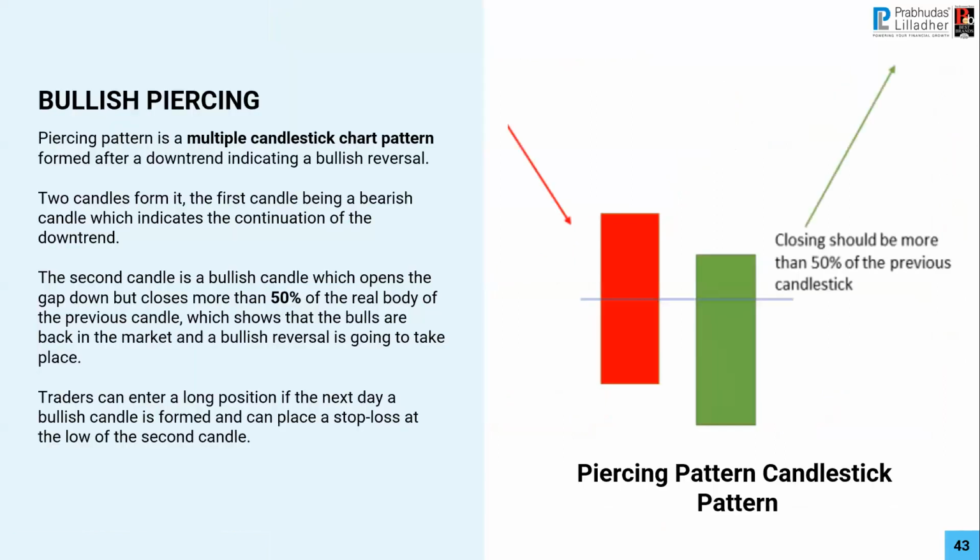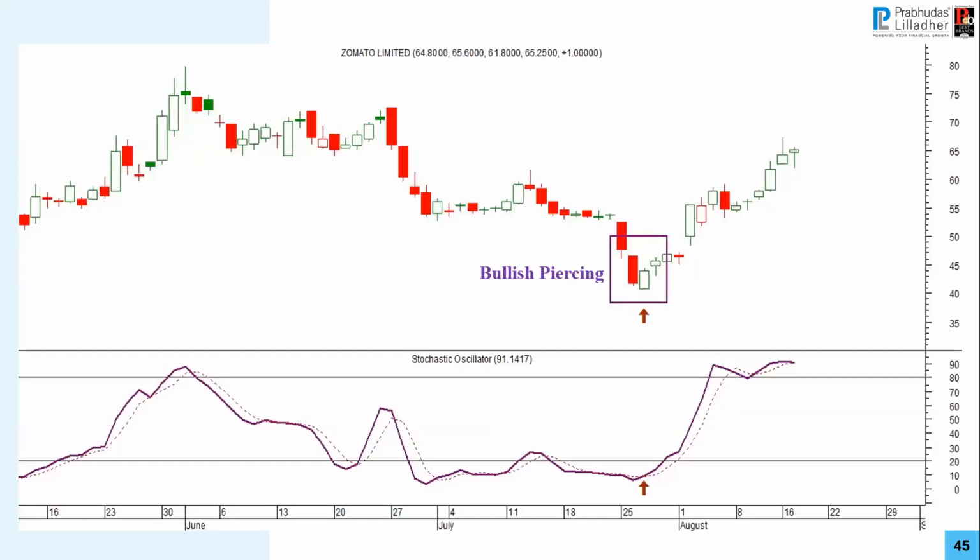So we studied bullish piercing. I repeat, bullish piercing is what? When on the downward journey, the red candle is there and followed by a subsequent new low. The opening is a new low, but the bull participation is massive, whereby it covers up at least 50% or more of the previous candle. So that is bullish piercing. Now let us take the help of the indicators.